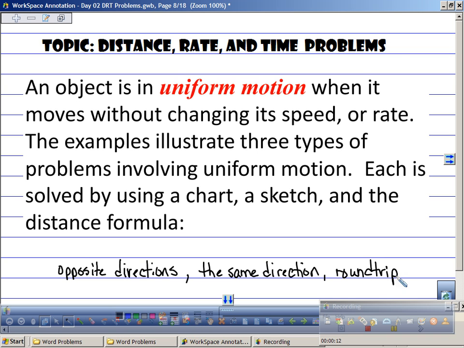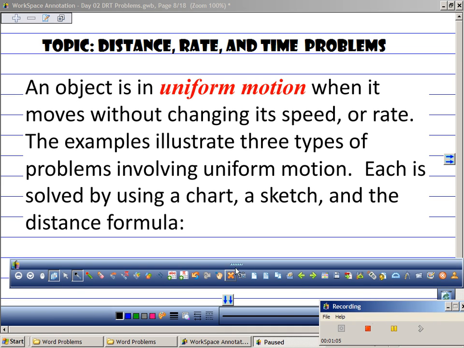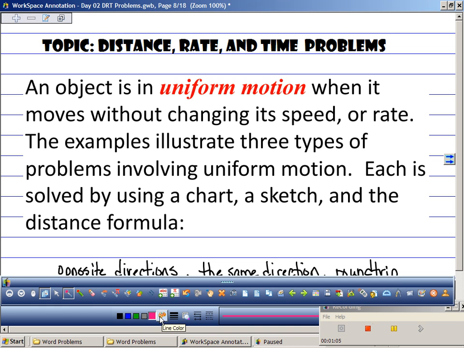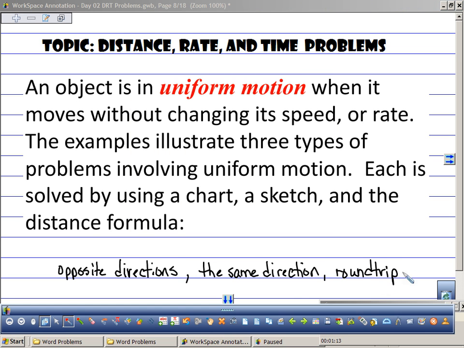Who can tell me which one of these, for sure, has the same distance? Connor. Why? Because you went from one destination and came back to another destination. If you're going from one destination to another, then when you come back, you drove the same distance, correct? Okay, so we would say round trip would be the same. Let me put that in red. Same.